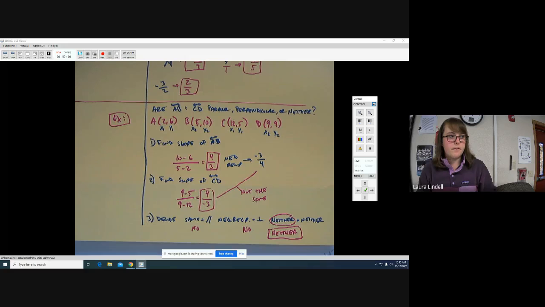Okay. So that's one type of question that we could see. We'll go over 2 more types. They're going to be a little bit less heavy on finding the slope using the slope formula. 2 more kinds of questions and then we're done.